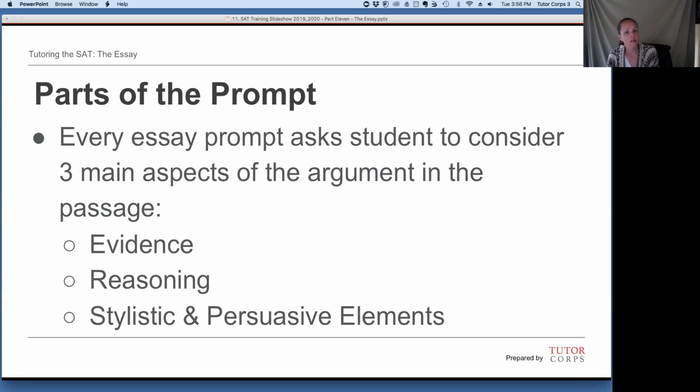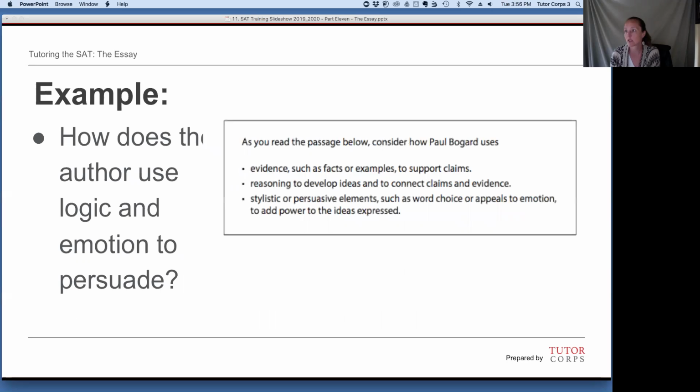Every prompt asks students to consider 3 argumentative aspects of the passage. 1, evidence, 2, reasoning, 3, persuasive and stylistic elements. So let's break these down.